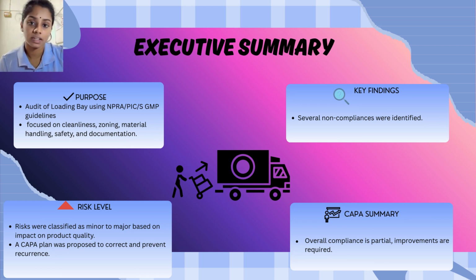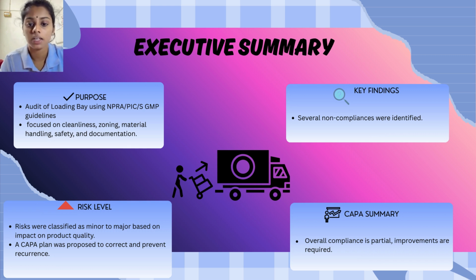Moving on to the next slide, it's about the executive summary. There are four parts: purpose, key findings, risk level, and CAPA summary. First is the purpose. The audit is to evaluate the loading bay according to NPRA and PIC GMP guidelines. We focus on checking clean lines, zoning, material handling, and safety practices and documentation. This helps to ensure that the loading bay operates in a safe and controlled manner to protect product quality.